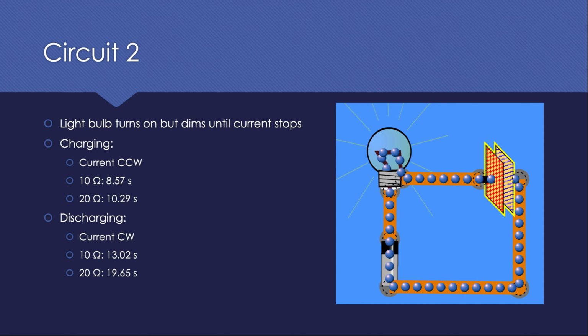While charging, the current flows counterclockwise, and when the 10 ohm bulb is used, it takes 8.57 seconds to charge and 10.29 seconds when the 20 ohm bulb is used. The current reverses direction when discharging and takes 13.02 seconds and 19.65 seconds respectively for each bulb.